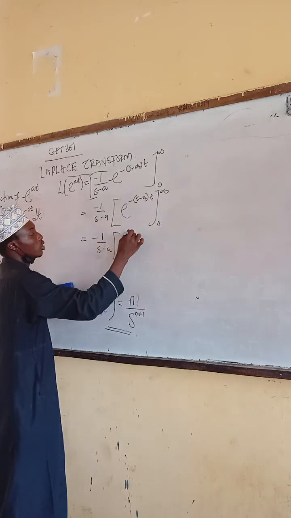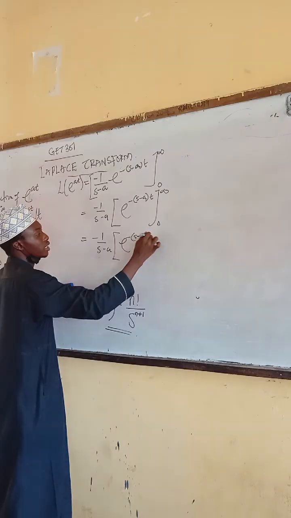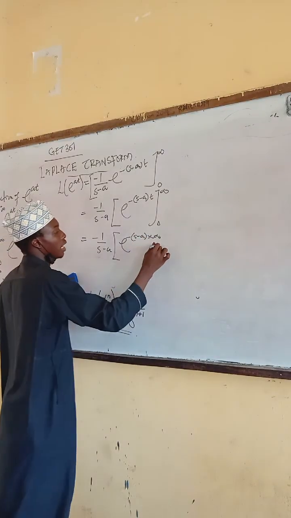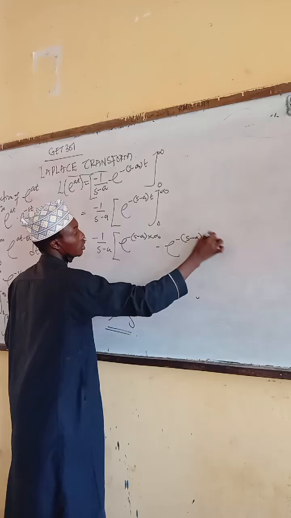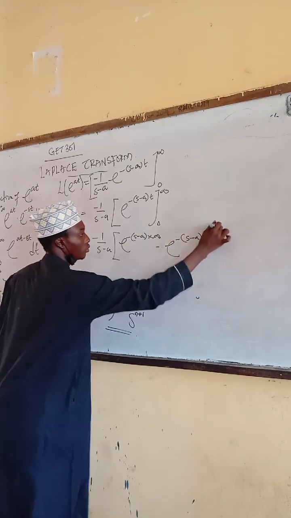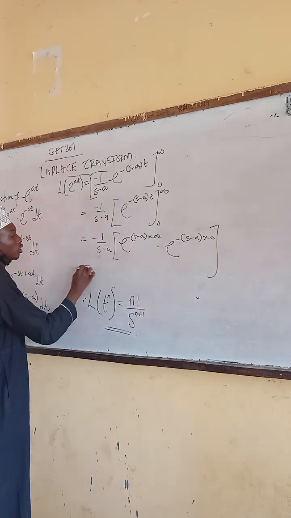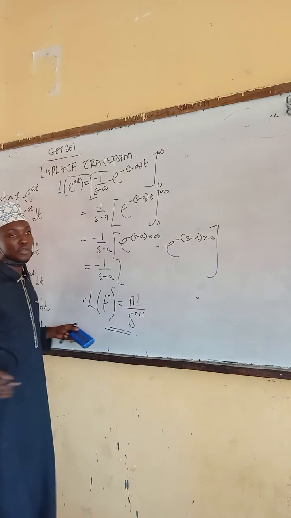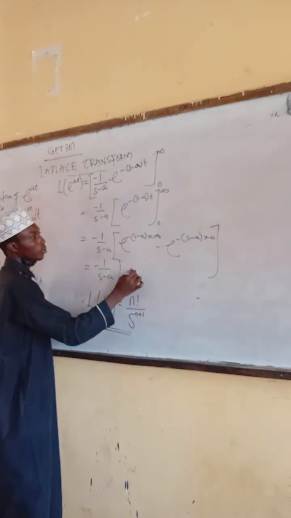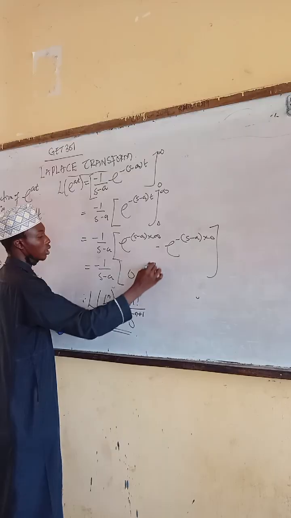You have exponential minus open bracket s minus a times infinity, minus exponential minus open bracket s minus a times 0. Now from this page, you are going to have minus 1 over s minus a, times the limit of everything here: 0, minus everything else, which is 1.